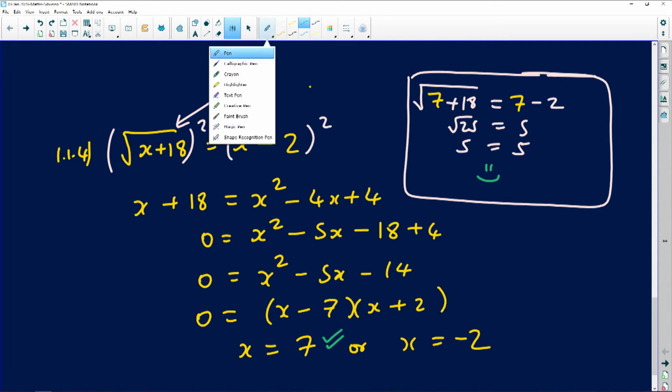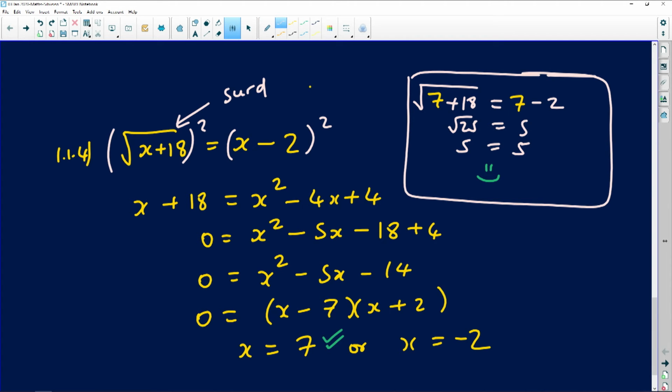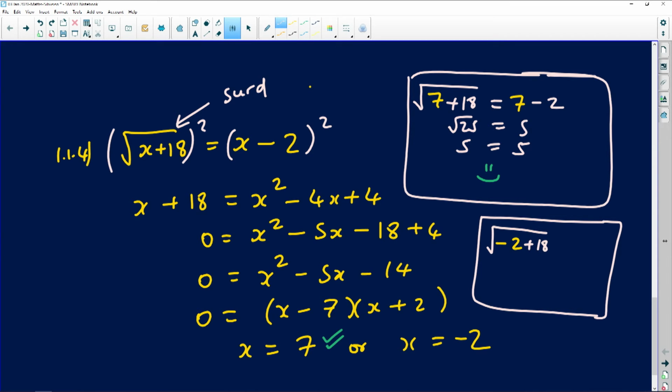Now, let's check the second one. We're now going to check the one negative 2. If you check negative 2, we'll check it in this box here. We're checking negative 2 in this box here. You just have to substitute negative 2. It's going to be negative 2 inside the square root sign, and that has to be added with 18.